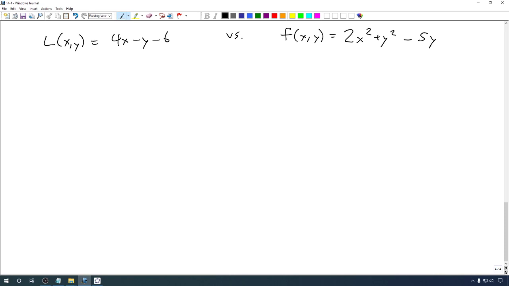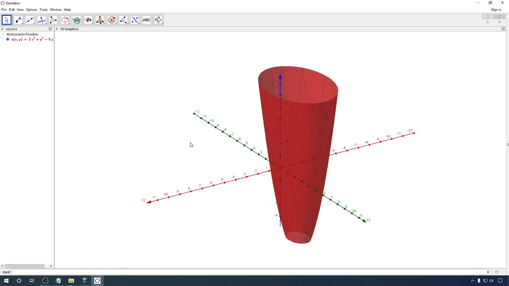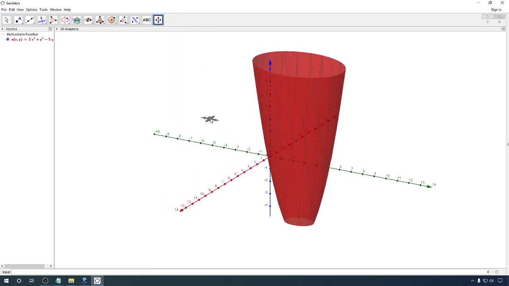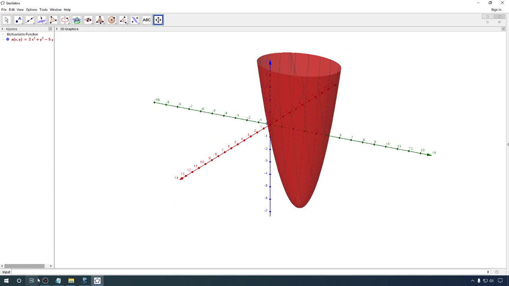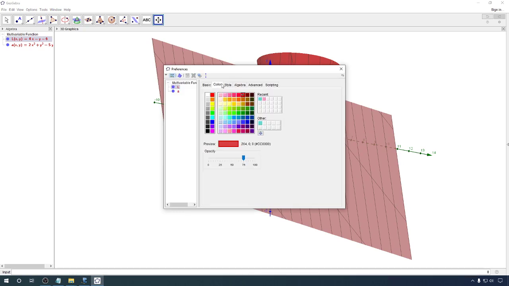Now let's go ahead and actually plot those. So here we put in 2x squared plus y squared minus 5y. It's another elliptic paraboloid. Probably need to move this up a little bit. Come on, there we go. Then we go ahead and put in our other function, which I called capital L. In fact, let's even name it here. Capital L is going to be 4x minus y minus 6. I kind of wish they chose a different color, so we'll make this one a light blue.